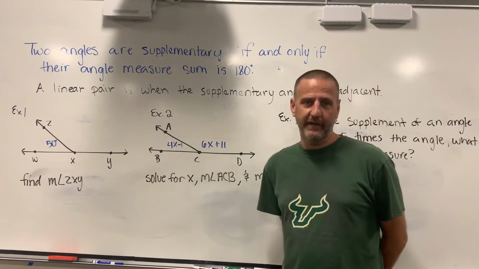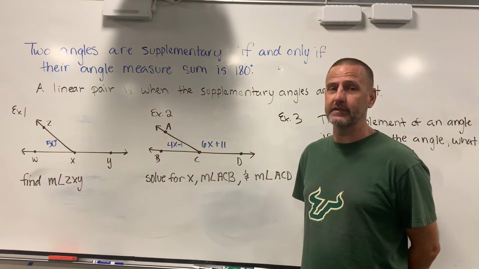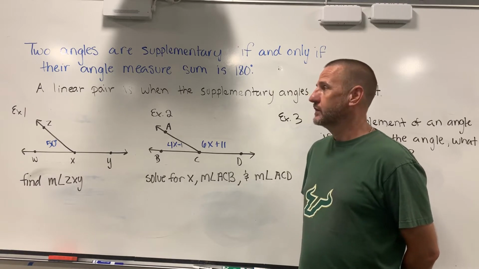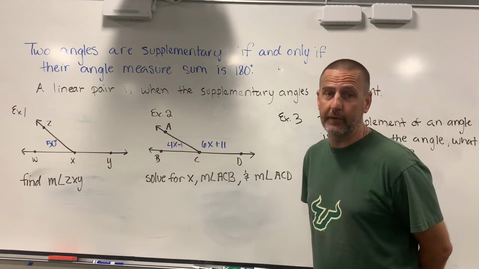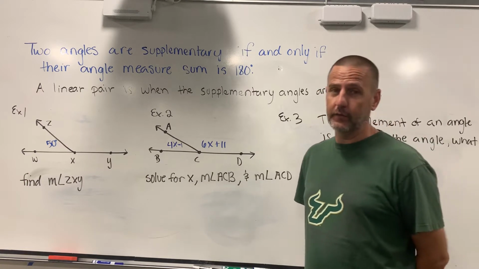I didn't specify that in the first video, and all the examples I showed you happen to be what we call adjacent, meaning they shared a side, they were right next to each other. So in this video, we're going to look at something called supplementary. And supplementary is two angles whose measure is 180 degrees.